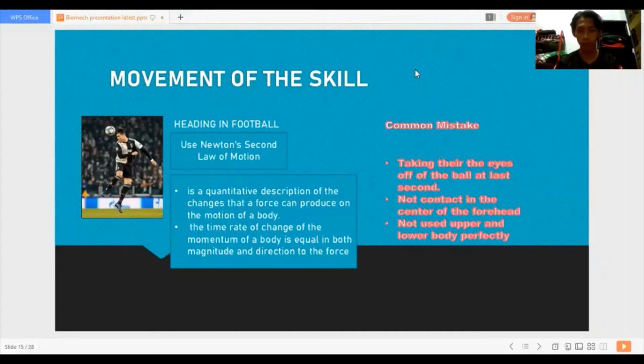The common mistake that players make when heading is taking their eyes off the ball at the last second. So they cannot make contact in the center of the forehead and do not use the upper and lower body perfectly.